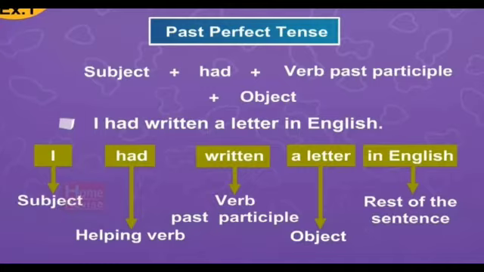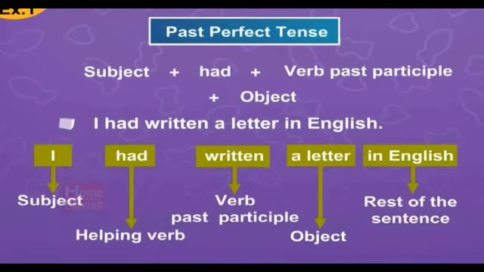Have a look at this example. Here it is written, I had written a letter in English. Here what is I? I is the subject, the helping verb had, and the third form of write, that is written, a letter, object, and the rest of the sentence.